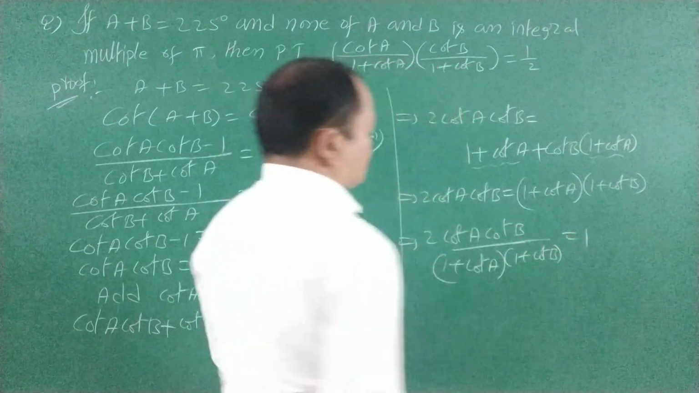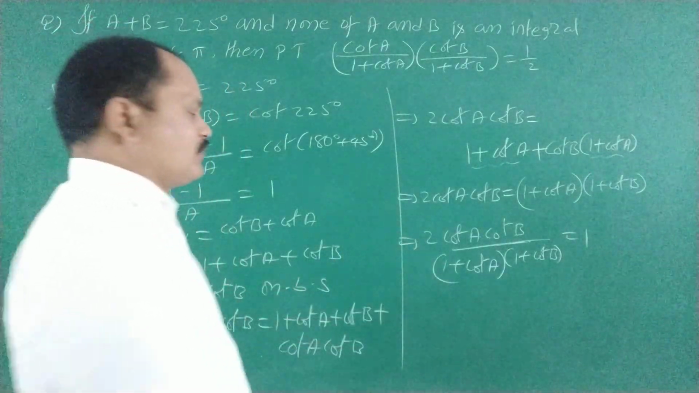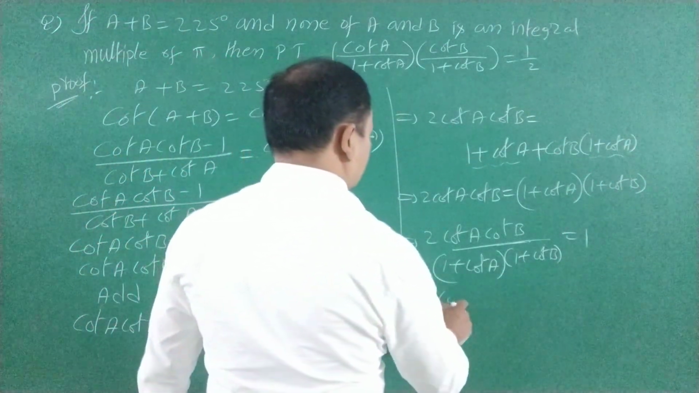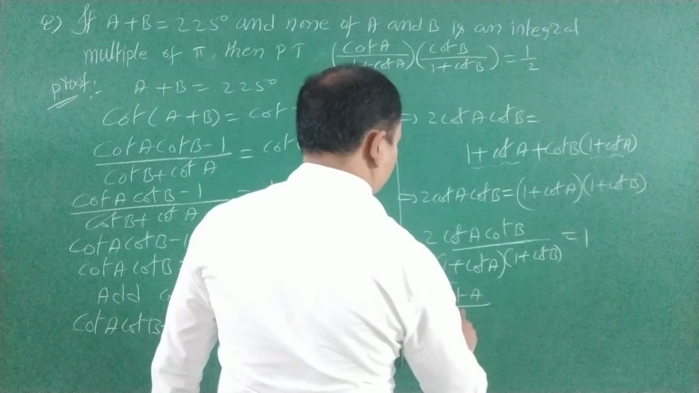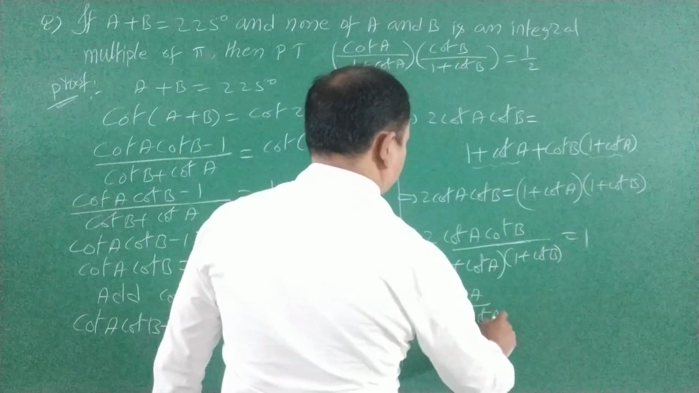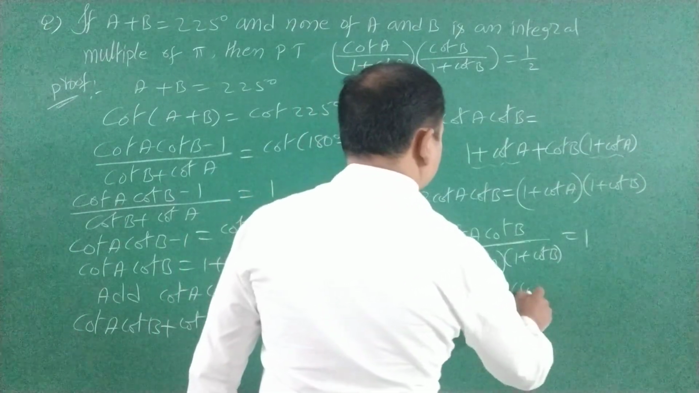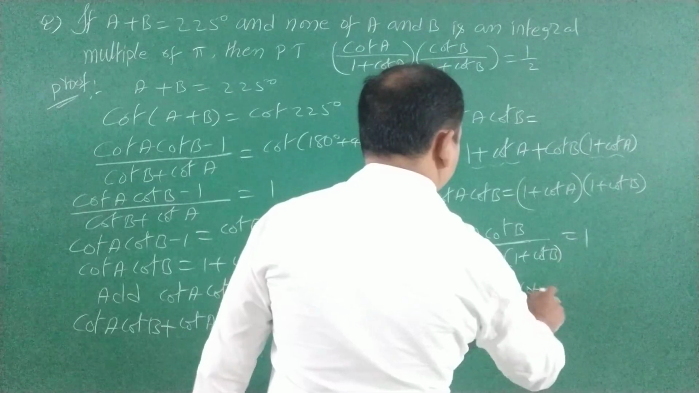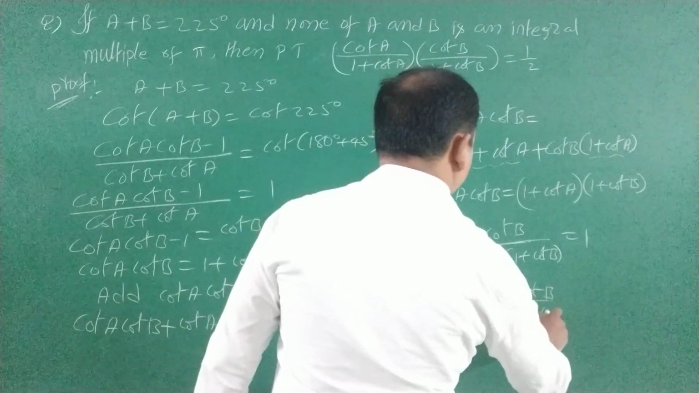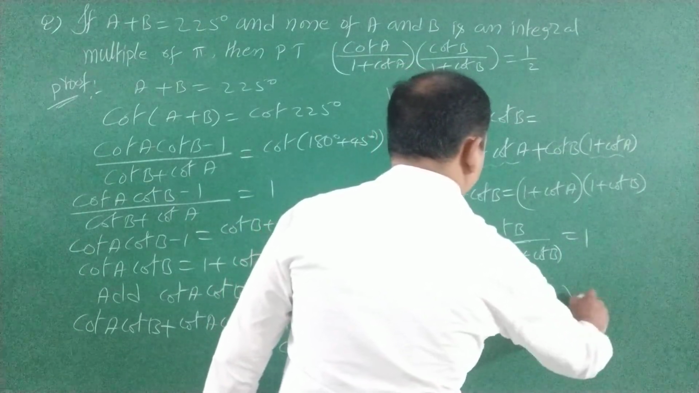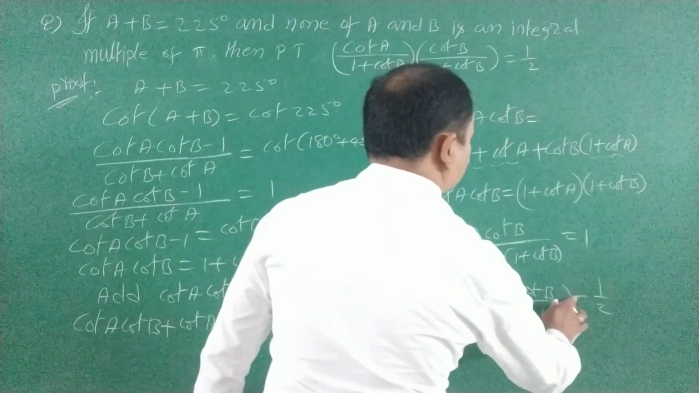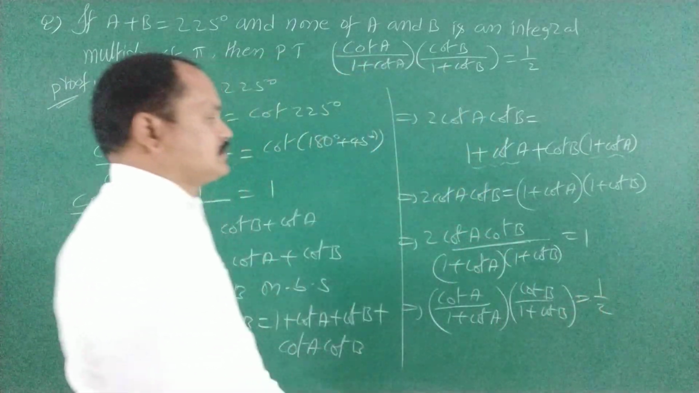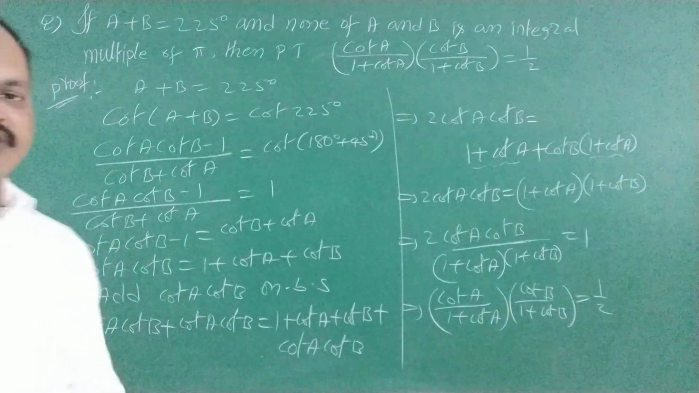is equal to, now divide by 2, then we get cot a by 1 plus cot a into cot b by 1 plus cot b is equal to 1 by 2. That's all. So that is the result.